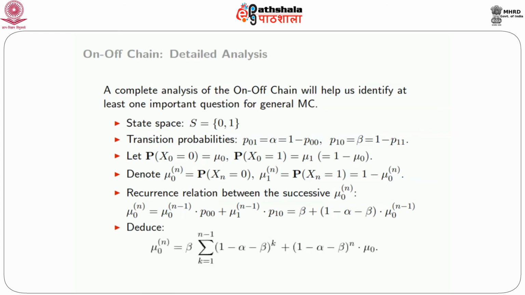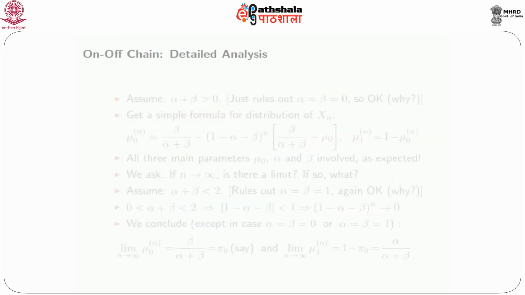Now we have to simplify this. There is a sum, and you see that the sum is a finite sum of a geometric progression, 1 minus alpha minus beta to the power k, k equal to 1 to n minus 1, so that's a GP with common ratio 1 minus alpha minus beta. Of course, if the common ratio is 1, then the sum we know what it is: n minus 1. But when the common ratio is not 1, then there is a nice formula. But for the common ratio to be not equal to 1, what we want is alpha plus beta to be not 0. So that's what we assume.